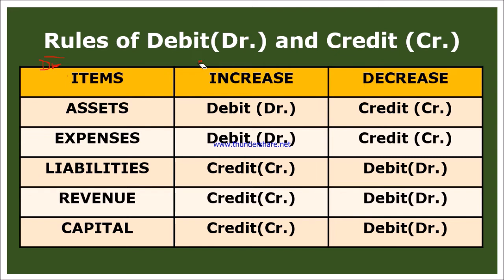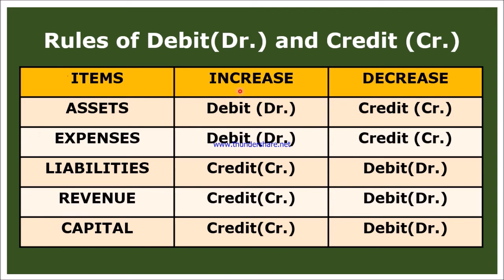Now we have to learn about the rules of debiting and crediting, how to do it. The rule is written here. There, see, we have 3 columns in this table: items, increase and decrease. Whatever transaction takes place, we can divide all transactions into these 5 categories. And what are those categories? First is assets, second expenses, third liabilities, fourth revenue, and fifth capital.